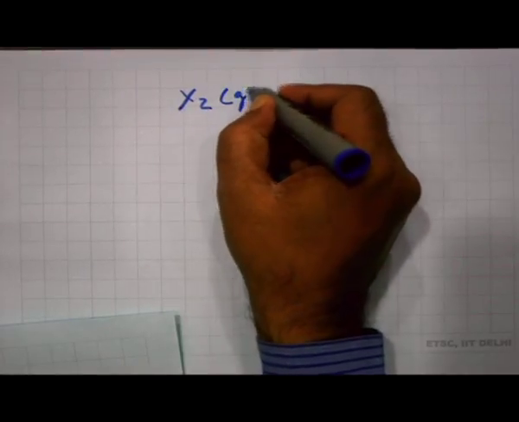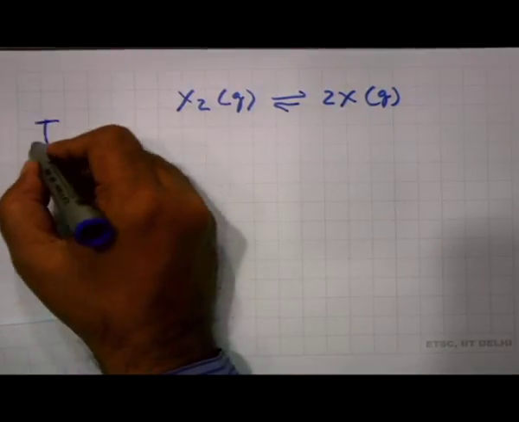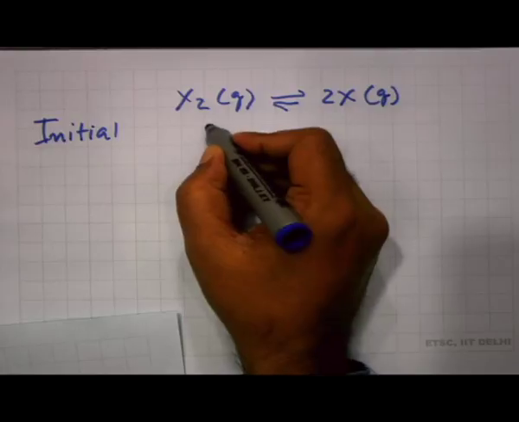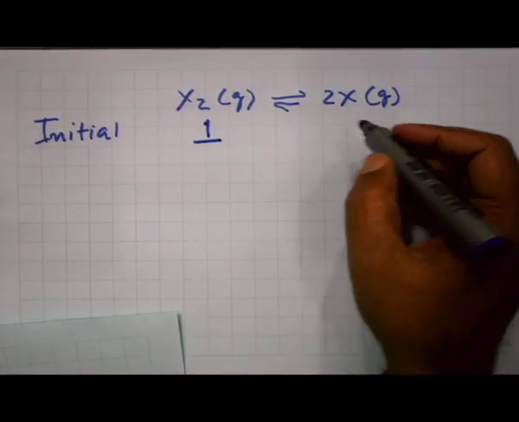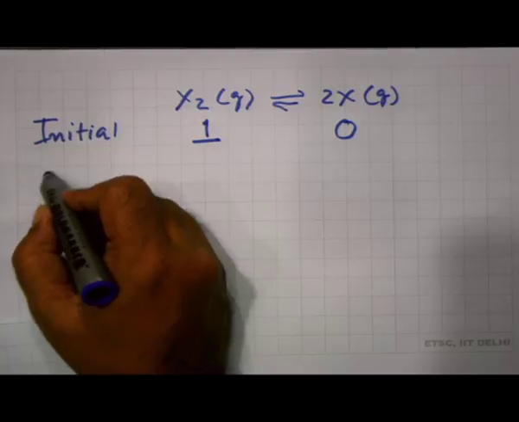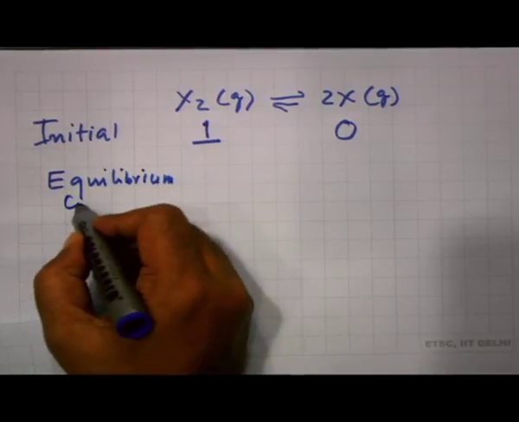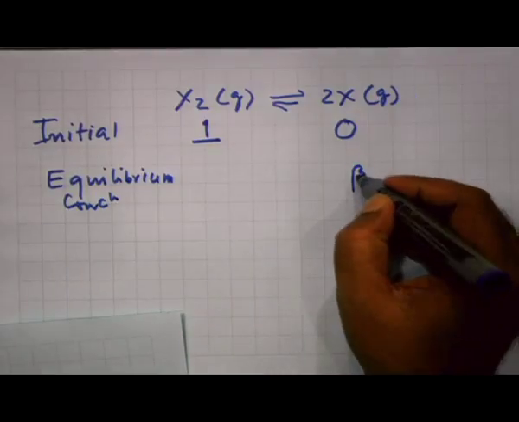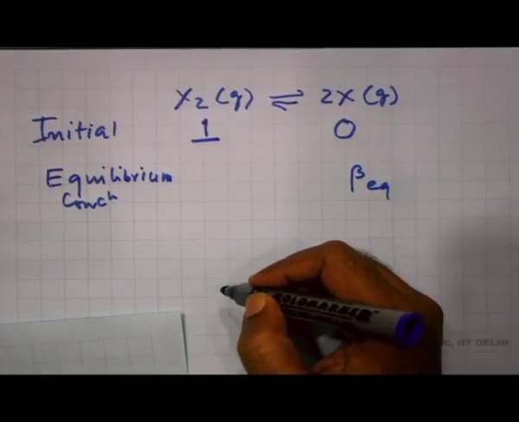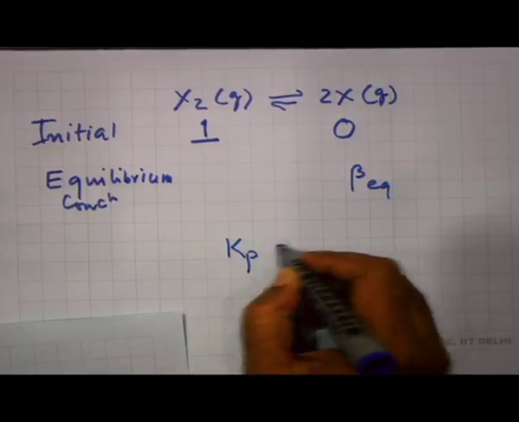So, what is known? Let us see here. We have X2 gas going to 2X gas. What is known is the initial concentration: 1 mole of X2 and no X, meaning 0. And what we know additionally is the equilibrium concentration of this, which is beta equilibrium. Okay. And now the question asks what is the value of Kp in terms of beta equilibrium.